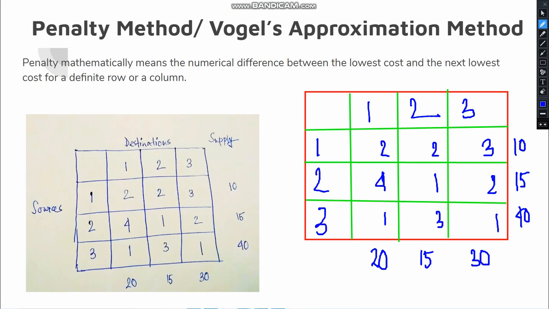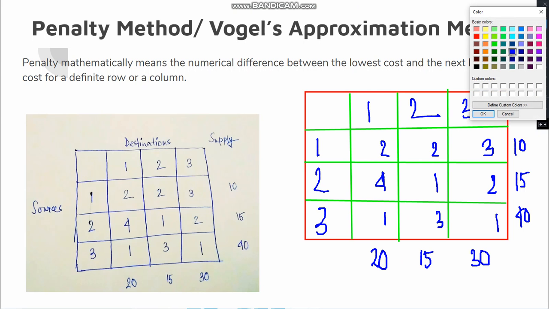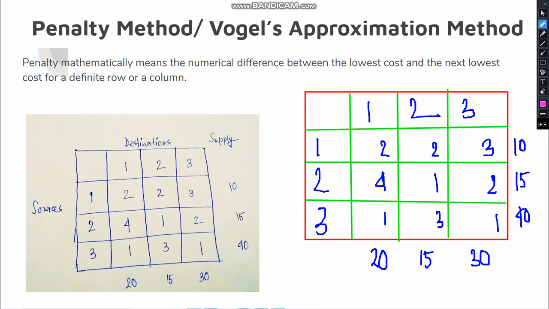So this is the matrix. Now we have to calculate the penalties. For this row, the minimum number is 2, and the next minimum number is also 2, so the penalty becomes 0. For this row the penalty is 1, and for this row the penalty will also be 0. So these are the penalties row wise.